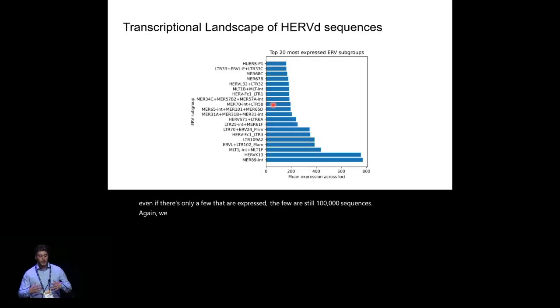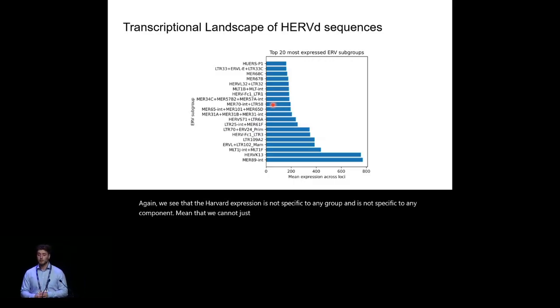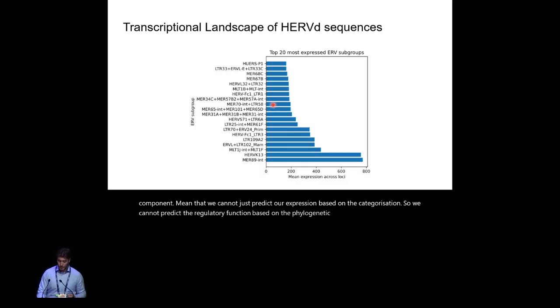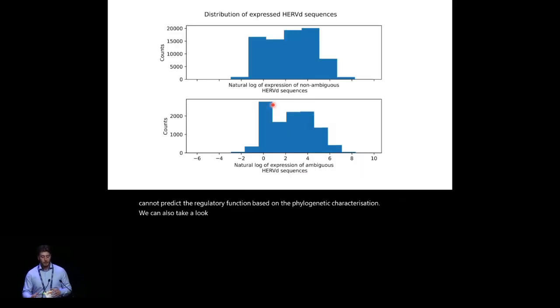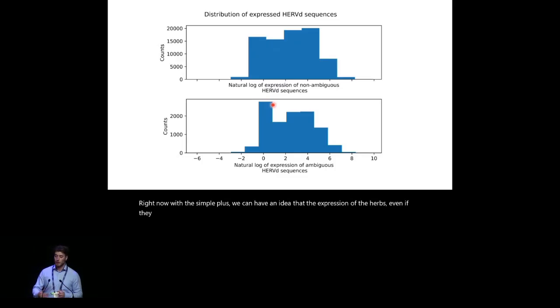Again, we see that the HERV expression is not specific to any group and is not specific to any component, meaning that we cannot just predict their expression based on the categorization. So we cannot predict their regulatory function based on the phylogenetic characterization. We can also look back at how the ambiguity of the HERV sequences affects the mapping. And right now, with the simple plot, we can have an idea that the expression of the HERVs, even if they map to ambiguous sequences, do have similar-ish expression profiles.